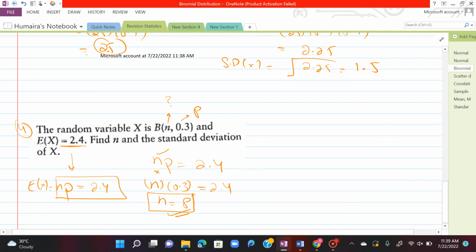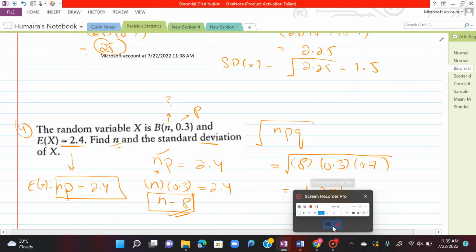Once you have N and you already have P, now the rest of the things you can find out, whatever they ask you. Like they have asked to find the standard deviation. For that, again, the square root of NPQ is your standard deviation. So N is 8, P is 0.3, and Q is what? 1 minus 0.3, which is 0.7. Put it in the calculator, take the square root, and you will get the final answer, right? Whatever it is, I guess it's 1.2296. So that is your answer. I hope all the main concepts are clear.